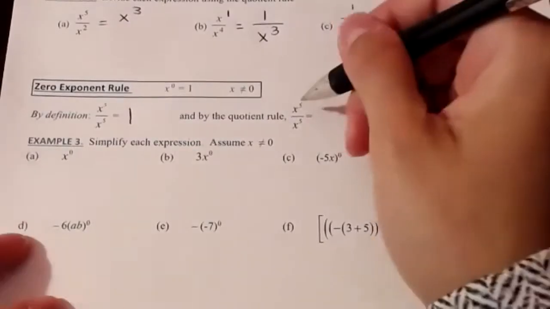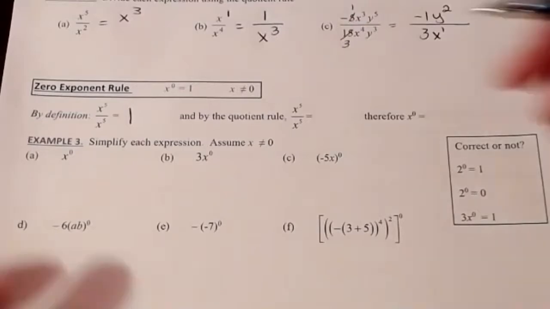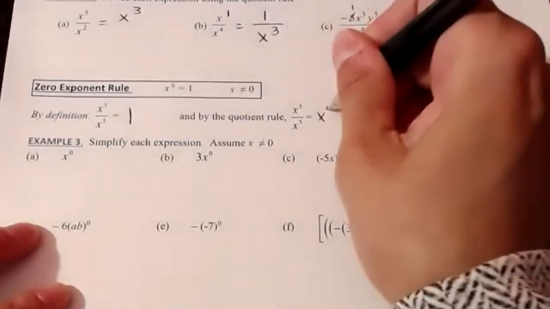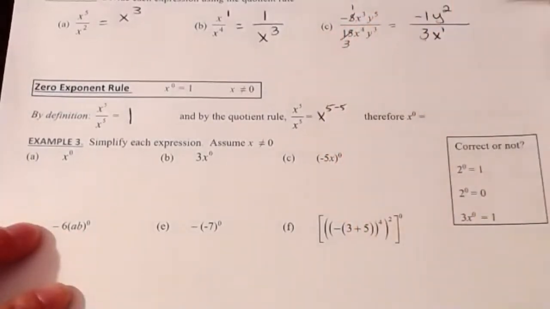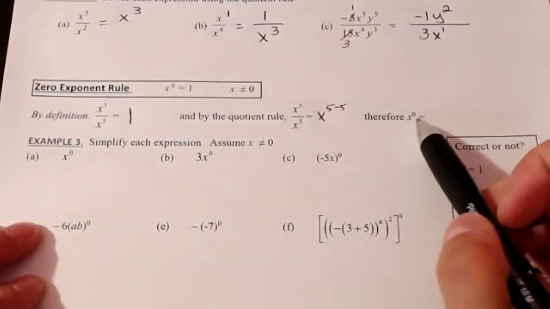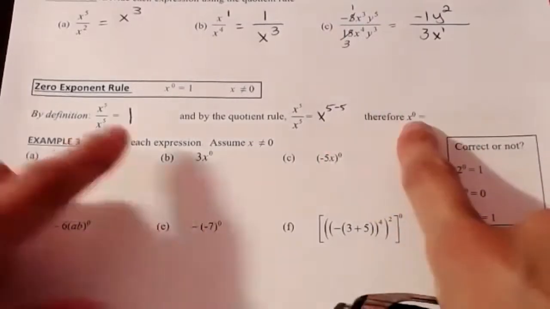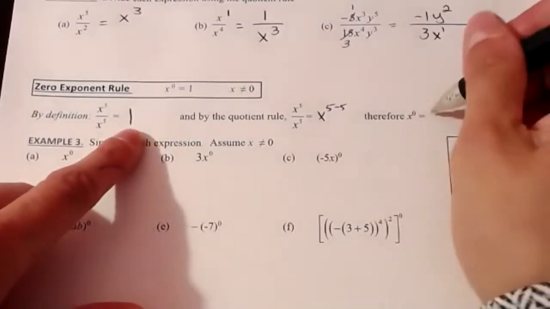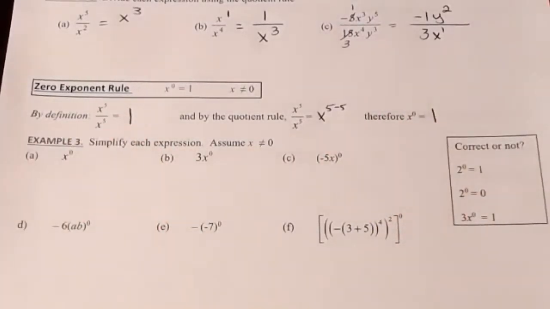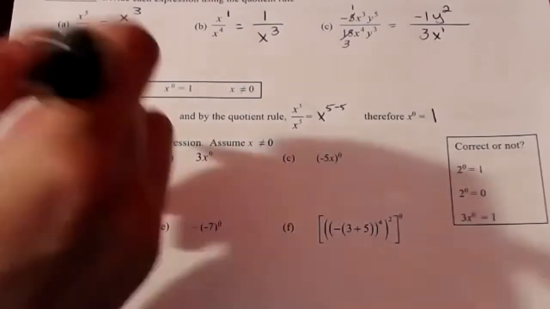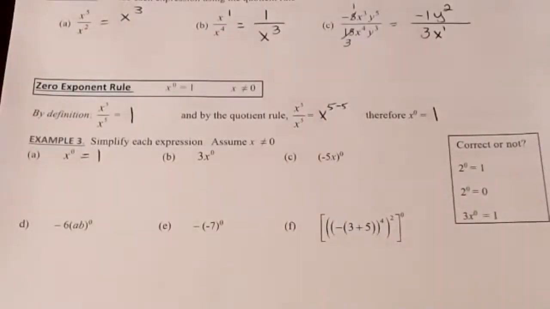And then by the quotient rule, x to the 5th over x to the 5th is the same as x to the 5 minus 5, which is the same as x to the 0. So if that's the case, it must also mean that x to the 0th power is 1, okay? It's just kind of showing you how we derive that 0 in the exponent. All right, I'm gonna start off. X to the 0 is 1.